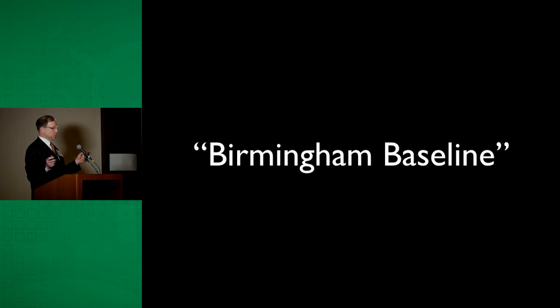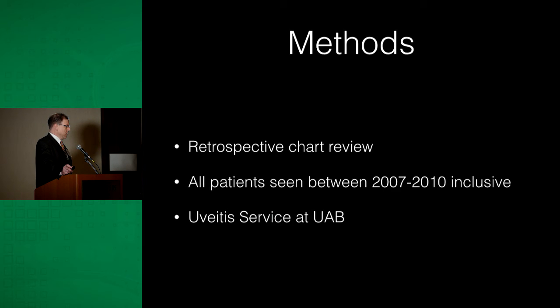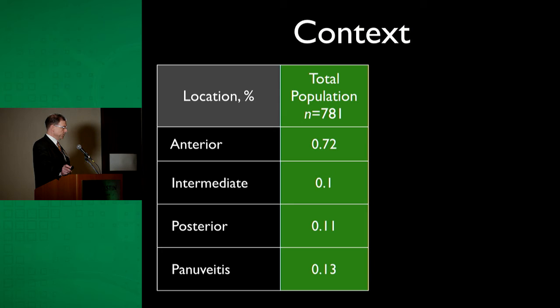So, to give you this Birmingham or Alabama baseline, I thought it'd be interesting so you could see what it's like in our neck of the woods. So this is based on data that's been collected over a number of years. This primarily is from a retrospective chart review of patients that I saw between 2007 and 2010, inclusive of those years, on the uveitis service here. So if we focus mostly on that anatomical distribution, anterior, intermediate, posterior, and pan-uveitis, this is our population.